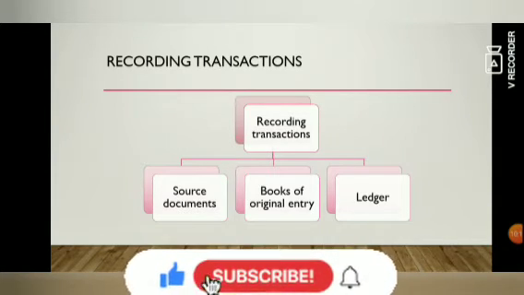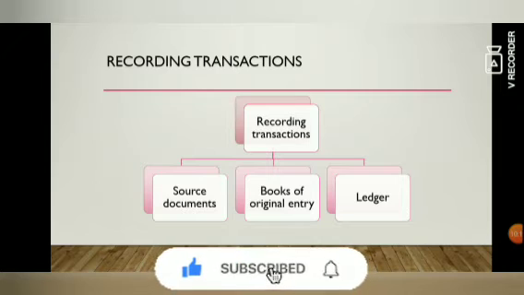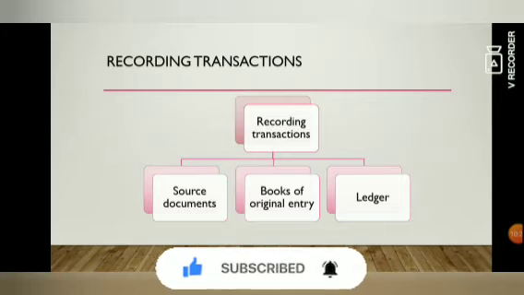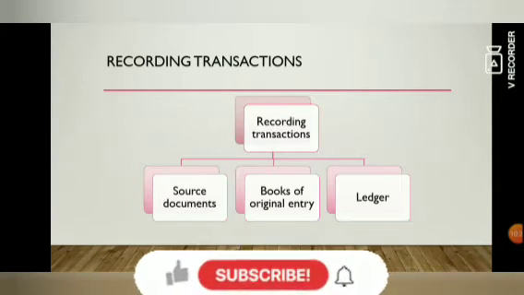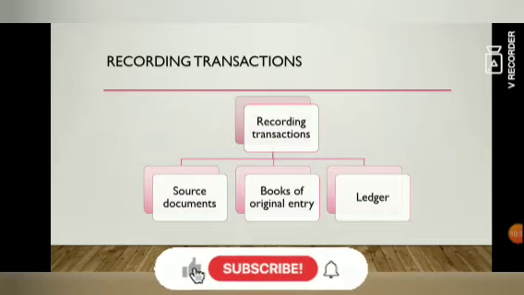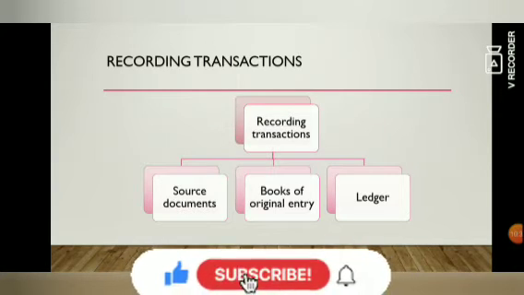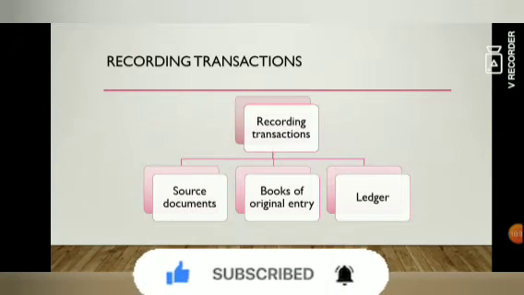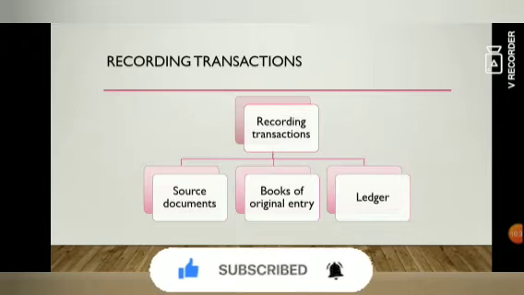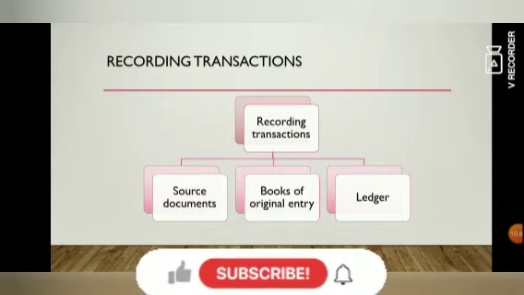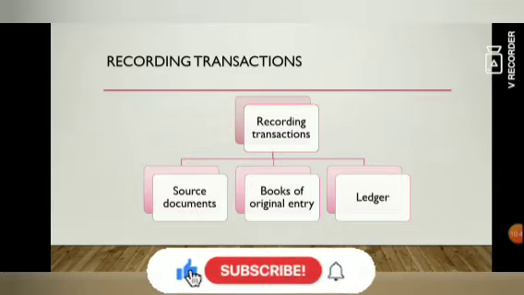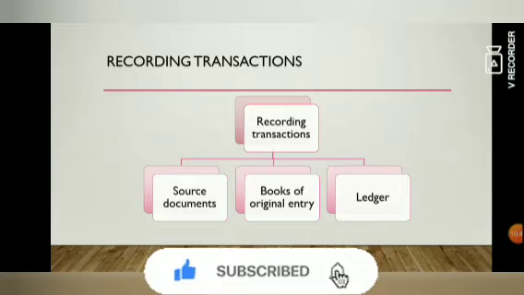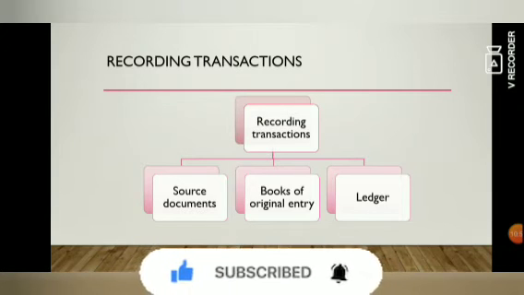First, source documents. Basically, source documents are the proof that you need. For example, when you go and buy a meal from KFC, you get a receipt. Well, that receipt is evidence that you've paid for the food that you've ordered. So that is a source document, because for you, the customer, it's evidence that you paid. For KFC, it's evidence that they've received money. So those are source documents. That's the first step where transactions are recorded.